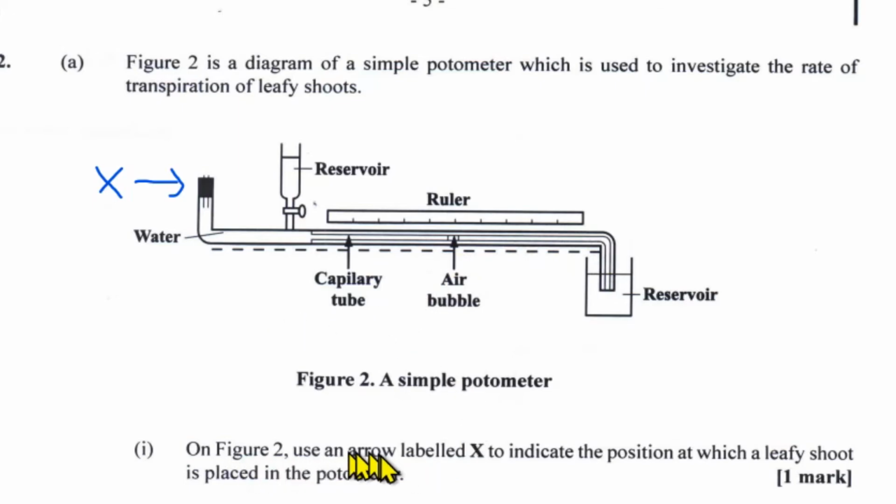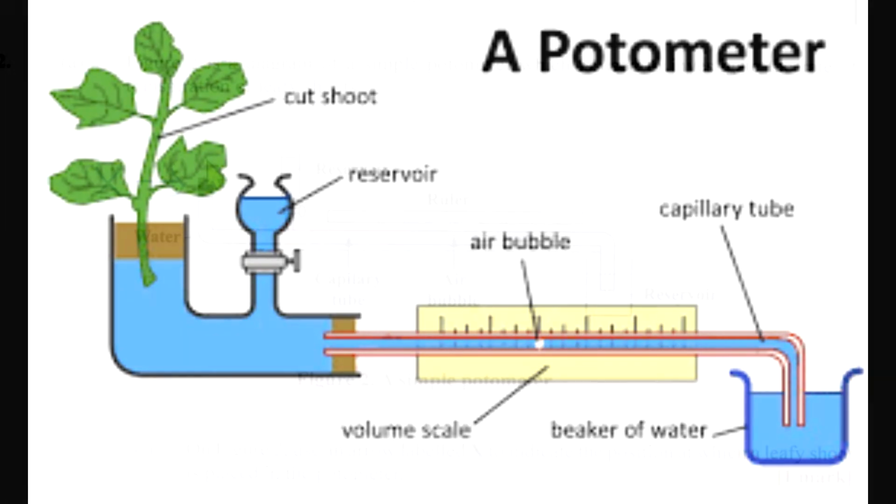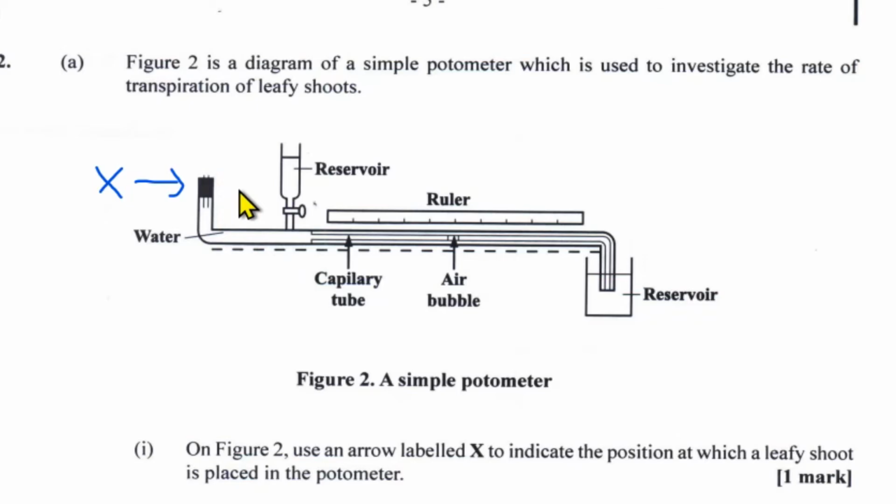Now, on figure 2, use an arrow labeled X to indicate the position at which a leafy shoot is placed on the potometer. X will be right here where you see this sealed bung, and the plant will be placed here where the roots will be dipping into the water, where the water could enter the plant via osmosis and then into the xylem via transpirational pull.